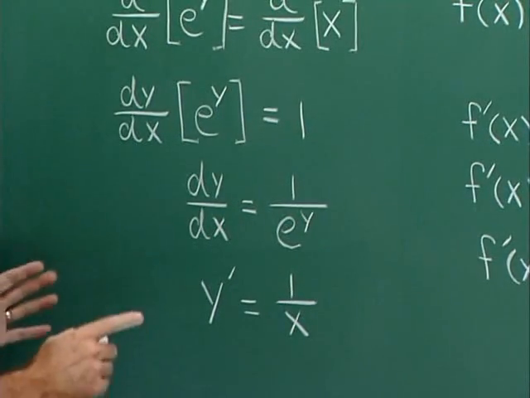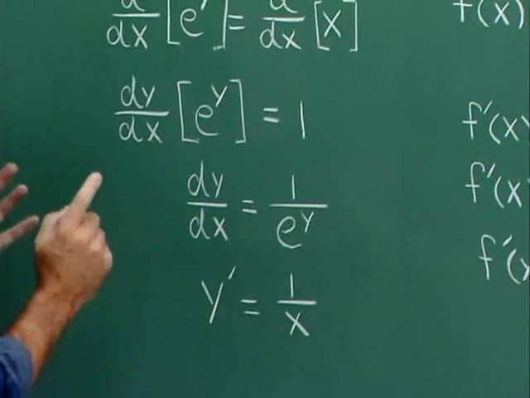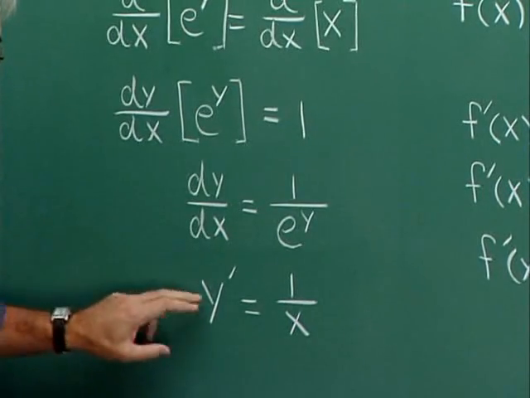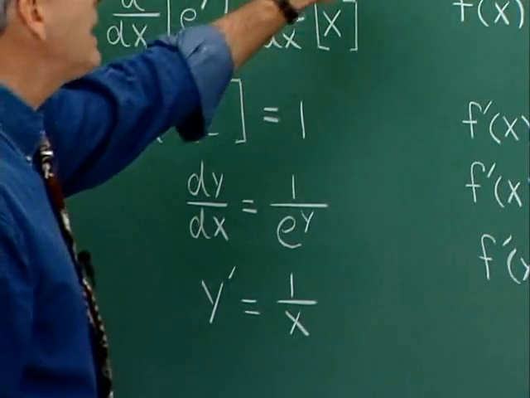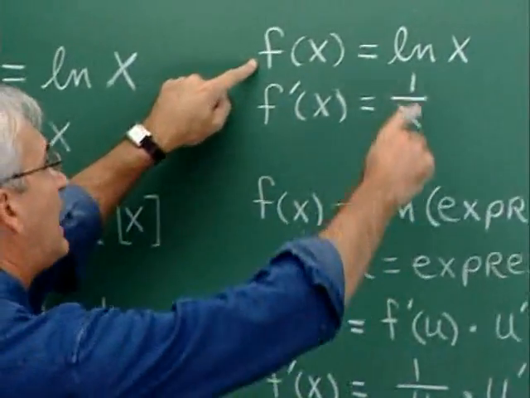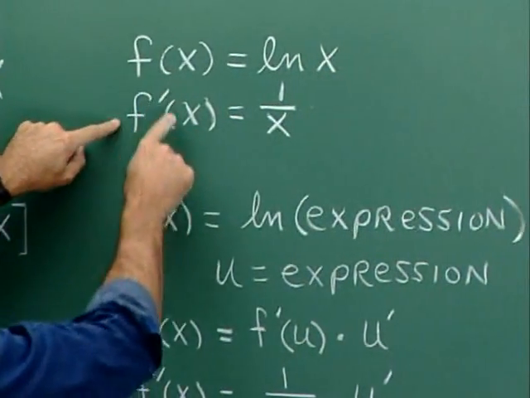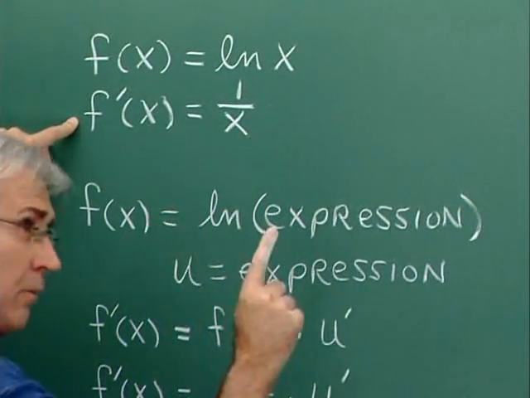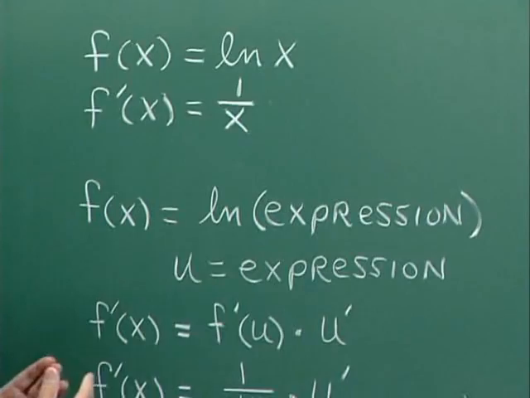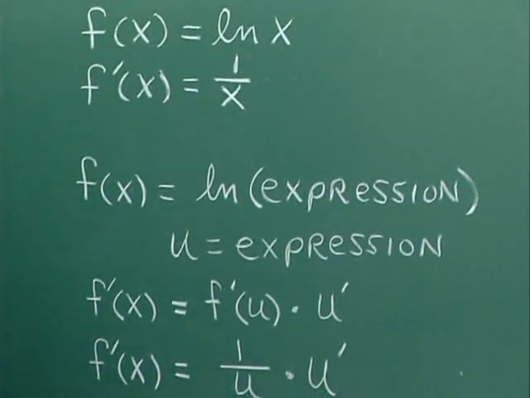And this situation leads to an incredibly powerful tool for us. If y prime is simply 1 over x, look at what it means. It means that if f of x is ln x, then f prime of x is 1 over x. Okay. But the real power comes as we introduce the chain rule to this situation.